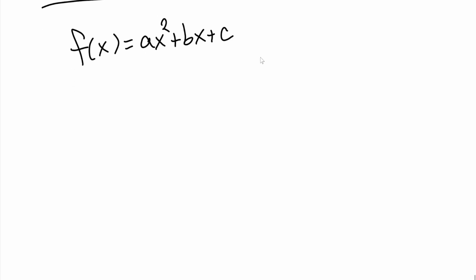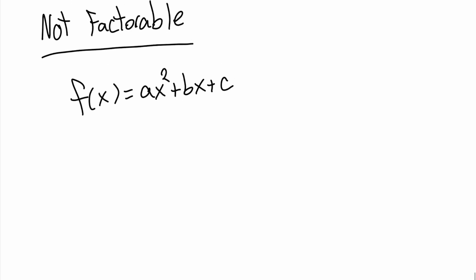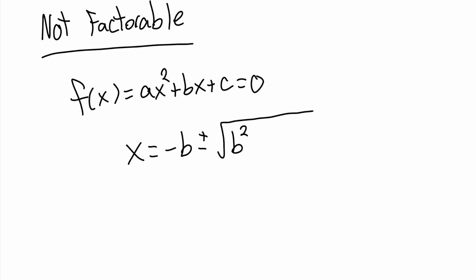This formula comes from a technique called completing the square. Basically, if you set this equal to 0 and complete the square, you're going to find that x is equal to negative b, plus or minus, because you will get two answers, the square root of b squared minus 4ac, all over 2a. The b, a, and c correspond to your coefficients.